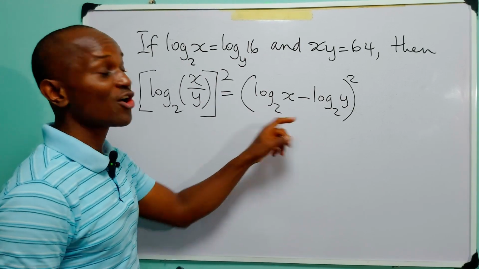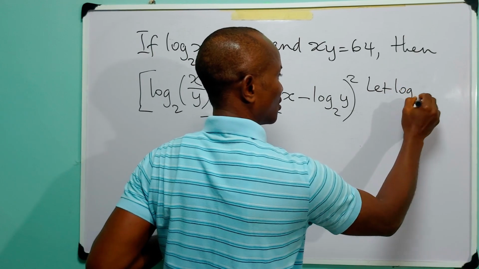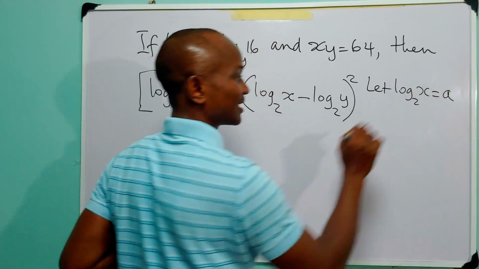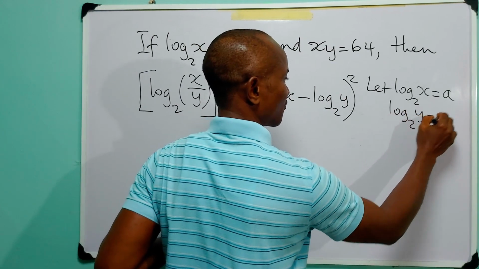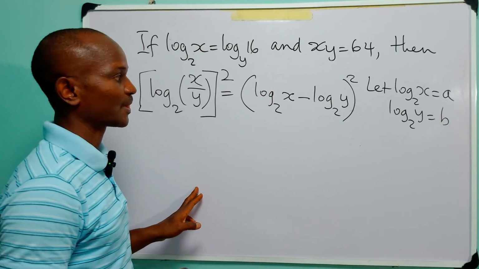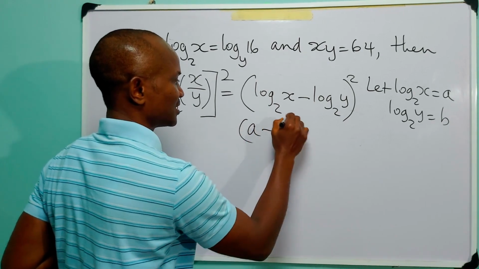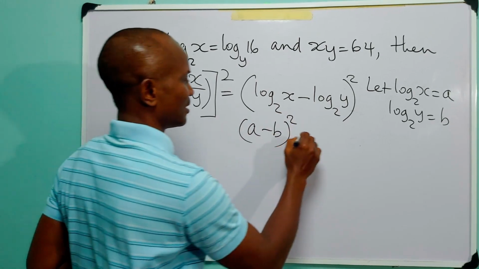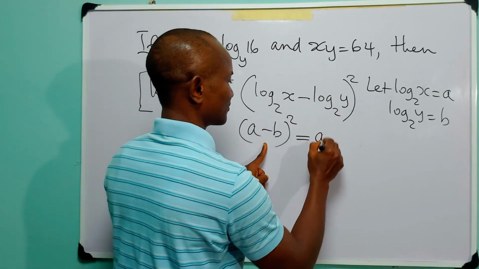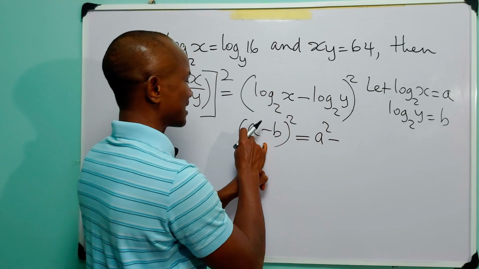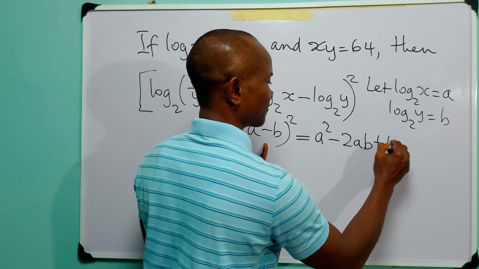Now, for simplicity of understanding, let us call log to base 2 of x, a, and log to base 2 of y, b. So this now becomes a minus b squared. If we expand this, what we are going to get is a squared minus 2 times a times b plus b squared.